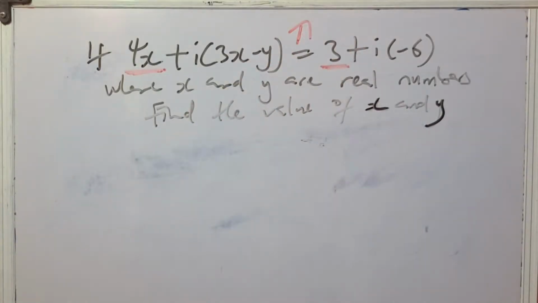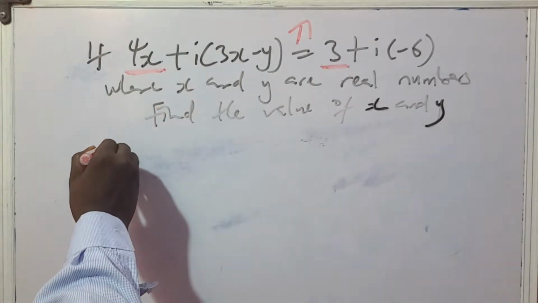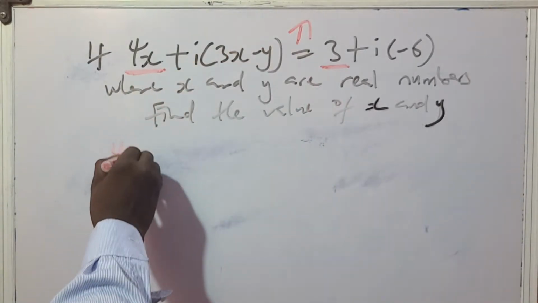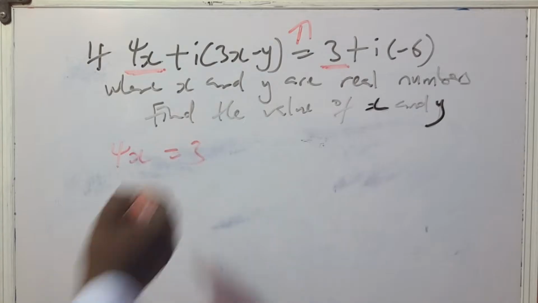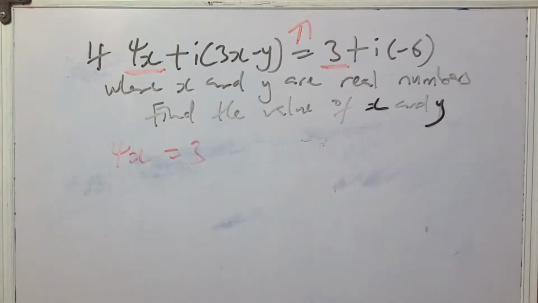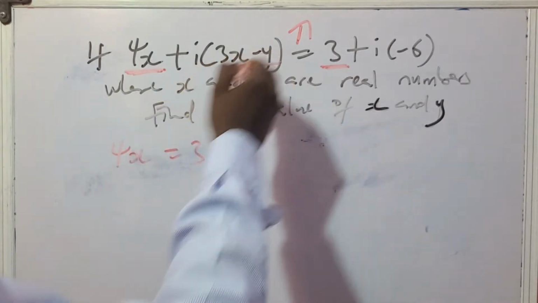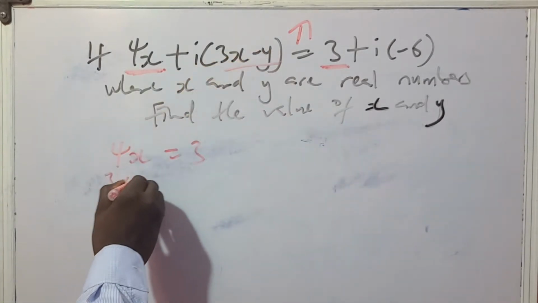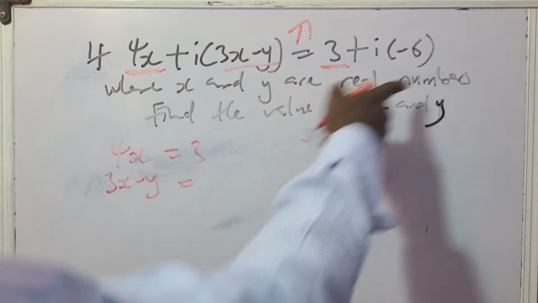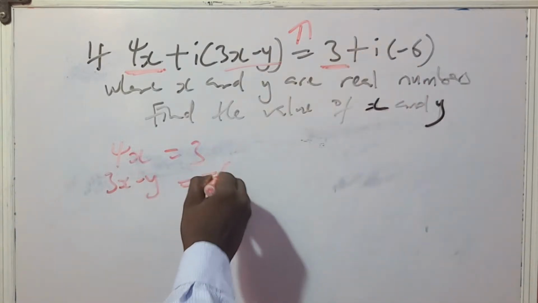And we're going to say two complex numbers are equal if both real parts are equal. That means 4x must be equal to 3. That's number one. And also, for them to be equal, the imaginary part 3x minus y should be equal to the imaginary part of the second one, that's minus 6.